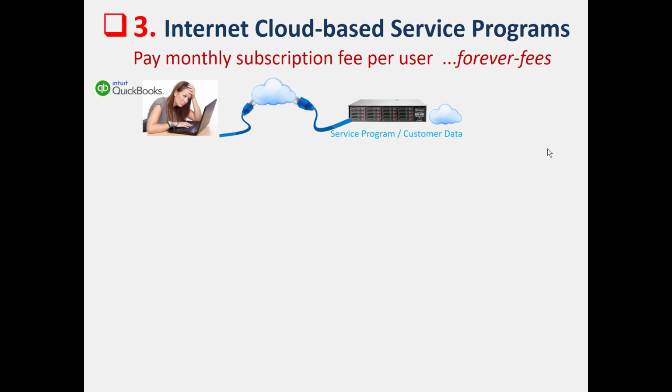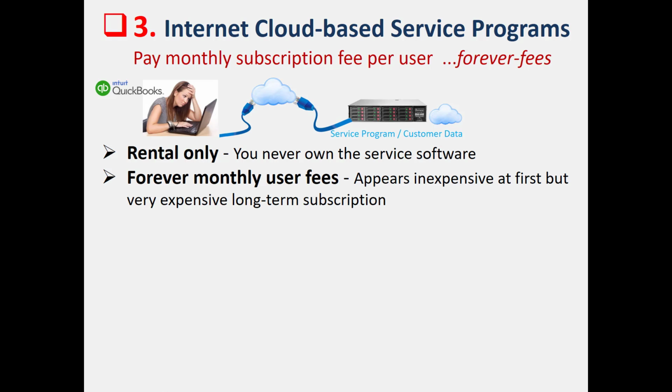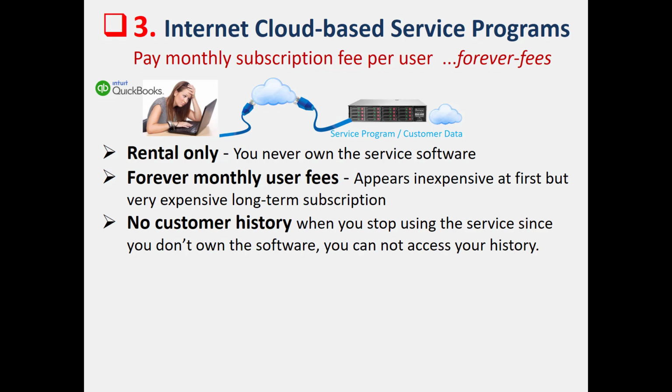The third type of service software that's available today is the internet cloud-based service programs. Now, with these programs, you're really just renting the software. You never really own the software itself. You're basically just plugging directly into it over the internet with your computer. It's a monthly fee. I call it a forever fee because it appears inexpensive at first, but from the standpoint of using it for 3 to 4 to 5 years, it can get very, very expensive over the long term.